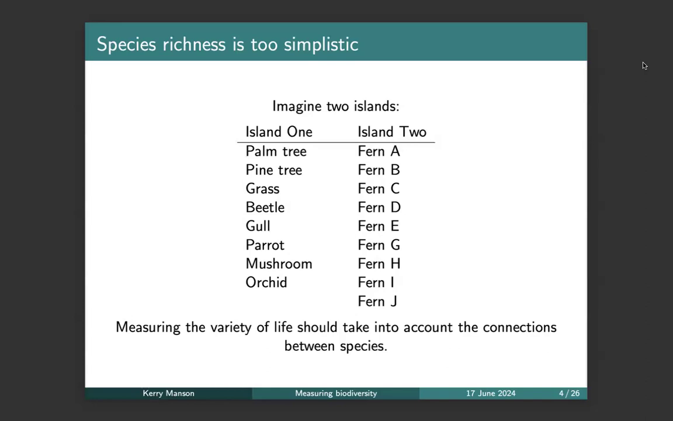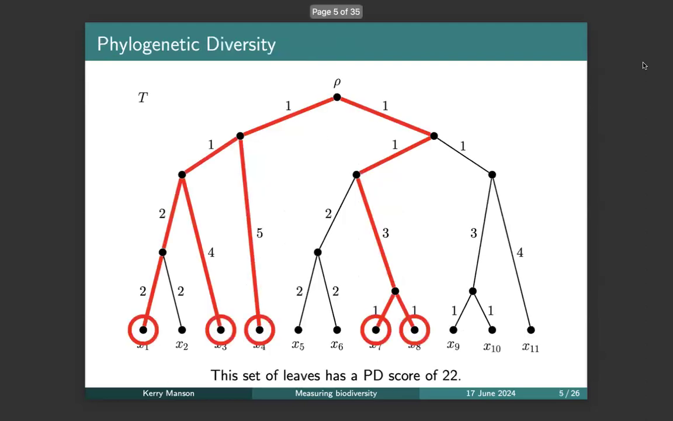On this first island, we'd say we've got lots of different types of life. And although we have 10 ferns, that probably shouldn't give us a higher biodiversity value than island number 1, which has a variety here. And the key point, the thing that the species richness approach is missing, is taking into account the connections between different species. I'm talking about in an evolutionary sense. And so we can look at using an idea of phylogenetic diversity to measure diversity.